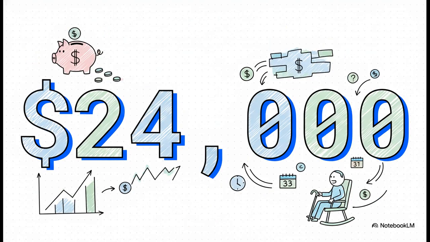Okay, great. So we've built the model, now let's use it. Let's say the pension promise is $24,000 a year for life. How do we use our table to figure out the price tag for that promise?